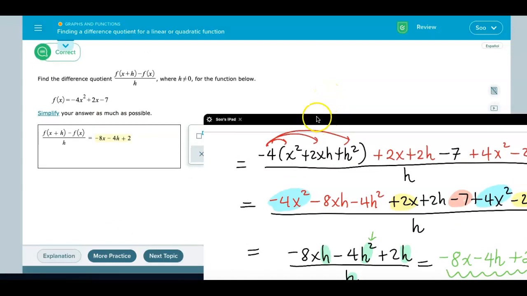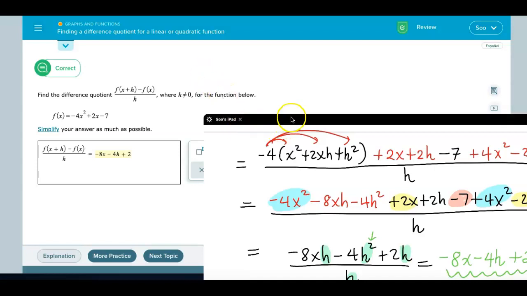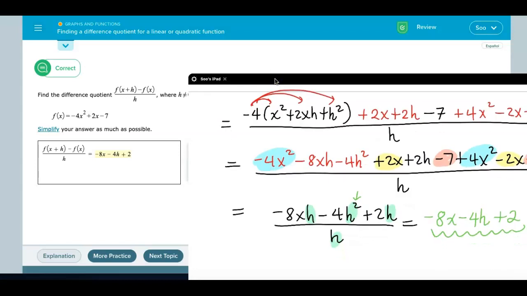But that's it for finding a difference quotient for a linear or quadratic function. If you want me to check your answer before you submit it, take a picture and email it to me. I can double check it for you before you click on check answer, okay?